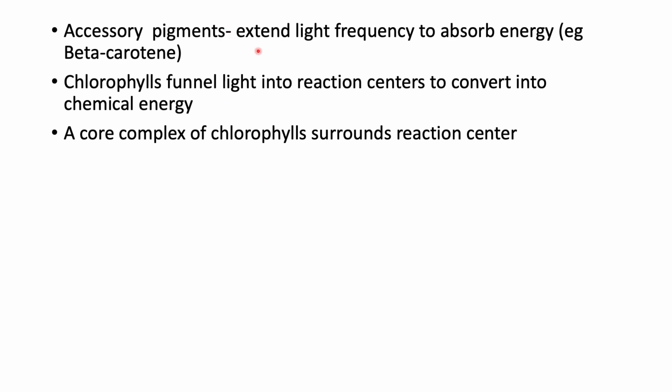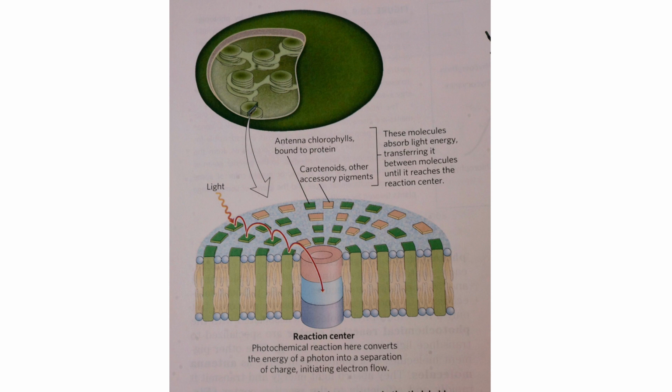Accessory pigments extend the light frequency to absorb energy via beta-carotene. Chlorophylls funnel light to the reaction centers to convert it into chemical energy, and there is a core complex of chlorophylls that surround the reaction center. So when we look at this, we have so-called antenna chlorophylls and carotenoids and other accessory pigments and a reaction center here. Impinging light will cause a photochemical reaction and convert the photon energy into a separation of charge and initiate electron flow, which radiates.